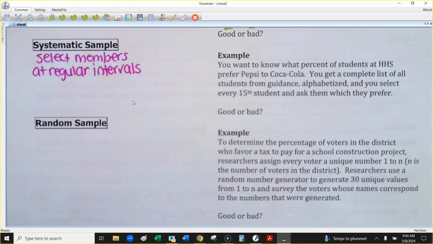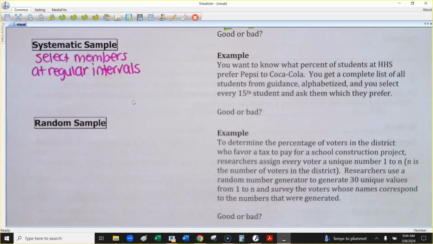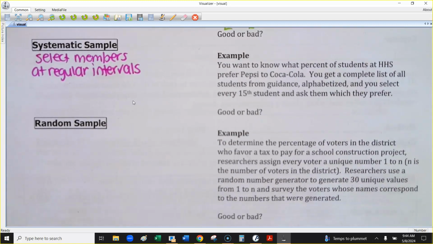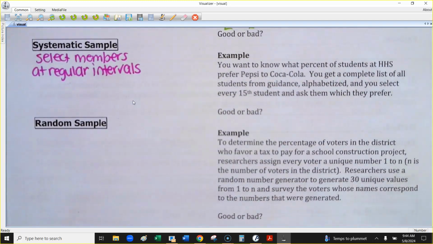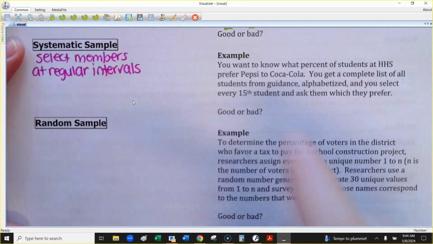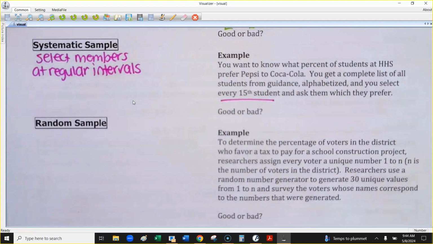You're going to select members at regular intervals. So you're going to see some kind of a number in this sample selection here. My example just says, you want to know what percent of students here like Pepsi or Coke? You get a list of everybody in the building from the guidance office or whatever, and then it says you select every 15th student and ask them which one they prefer. It doesn't have to be 15, it could be any number, but you select people at regular intervals.